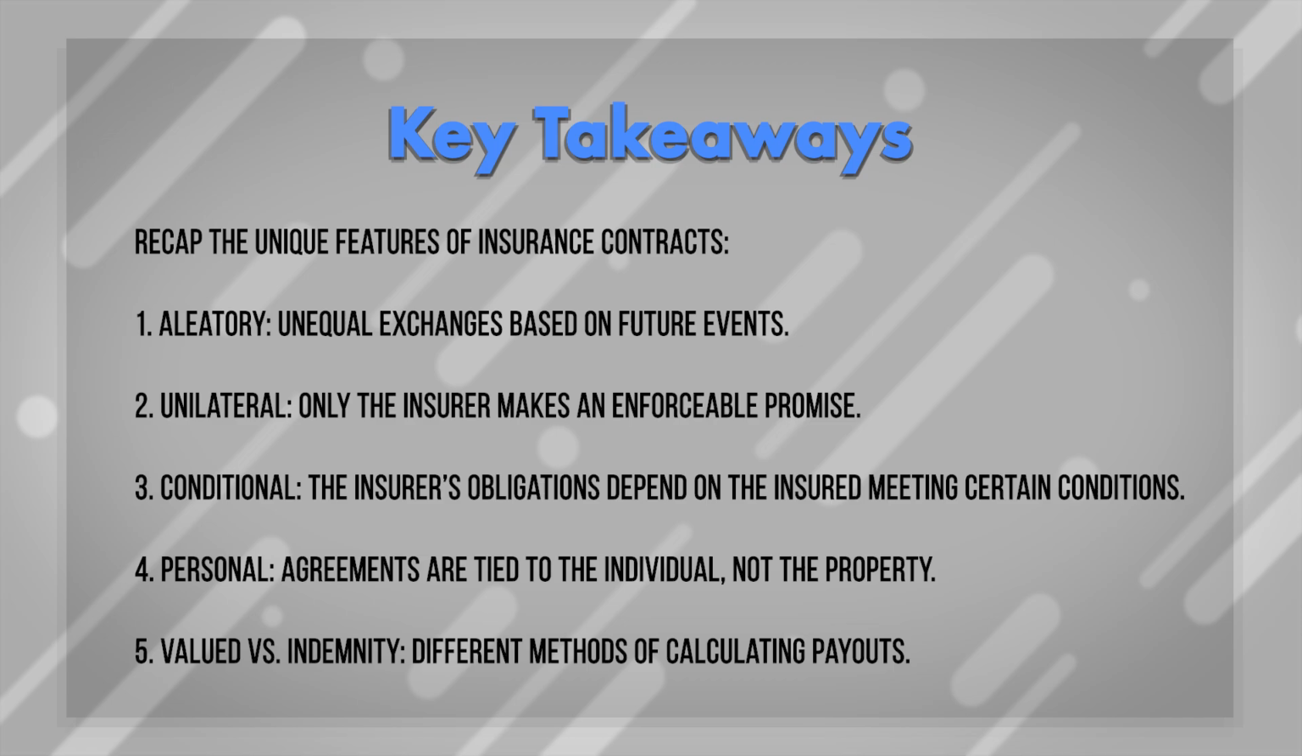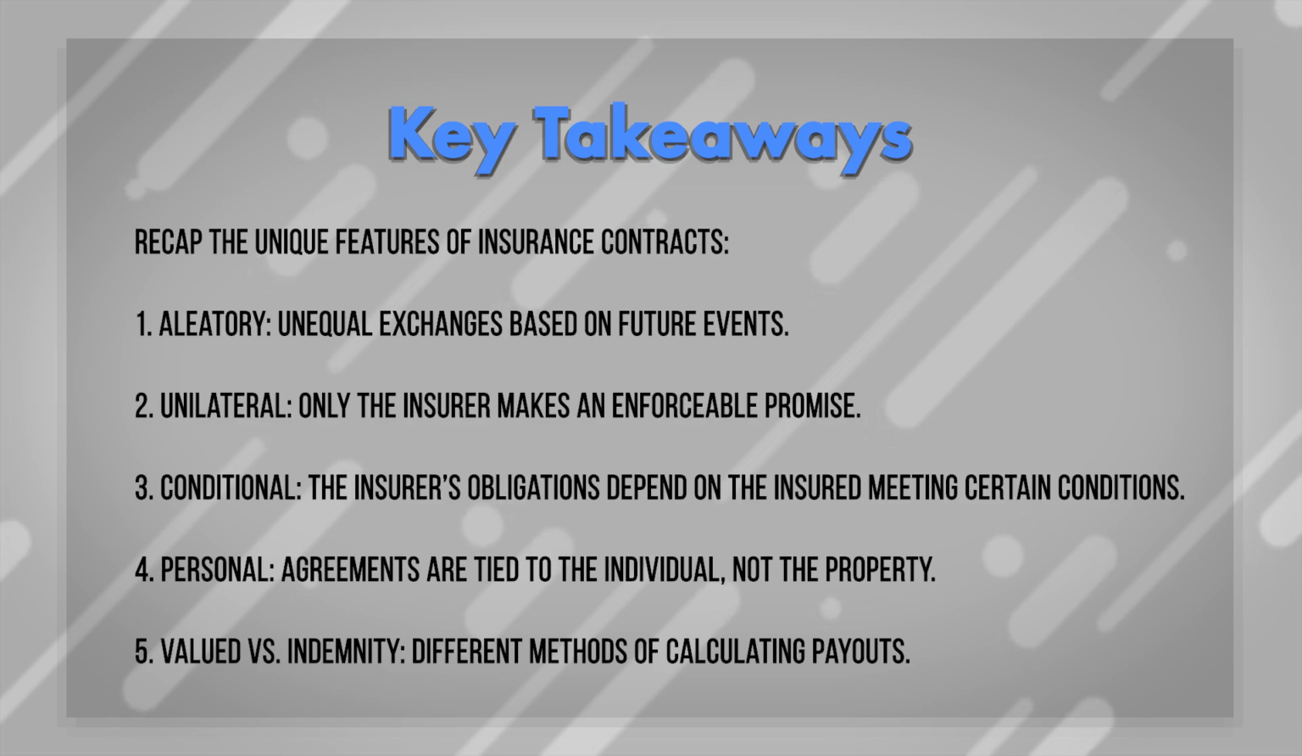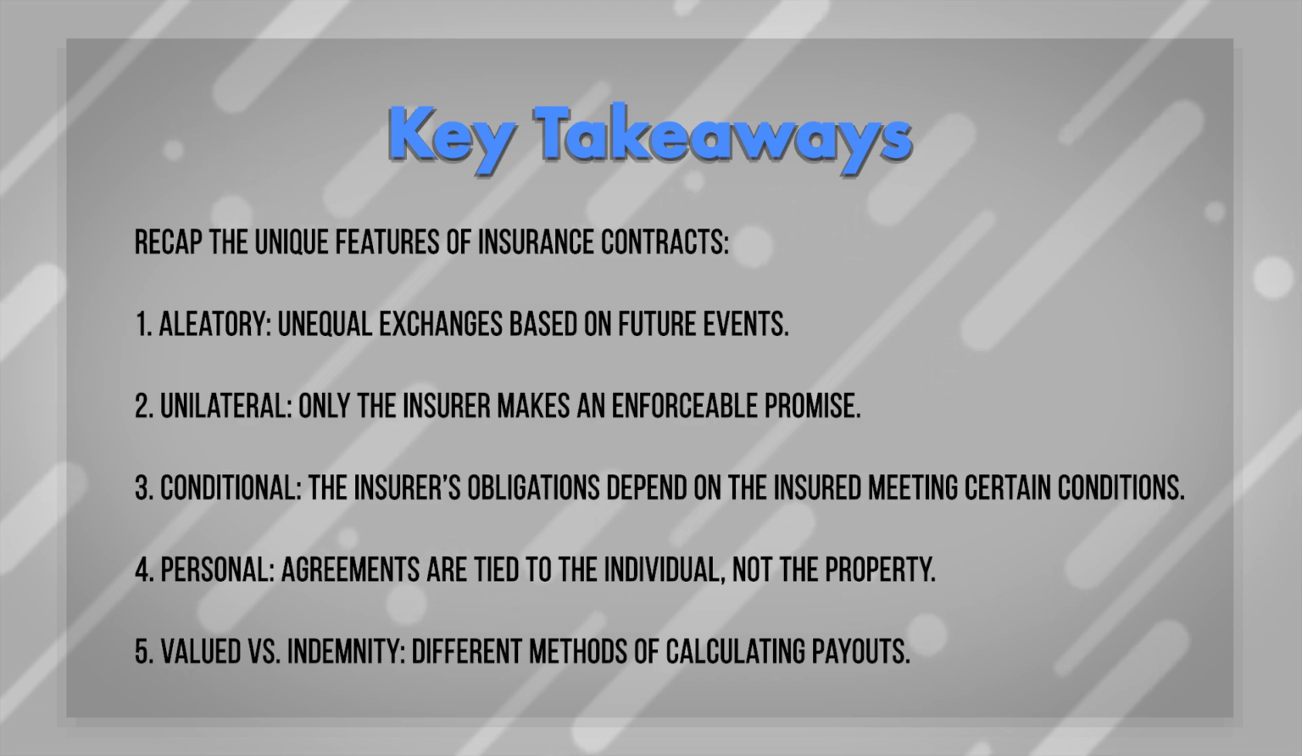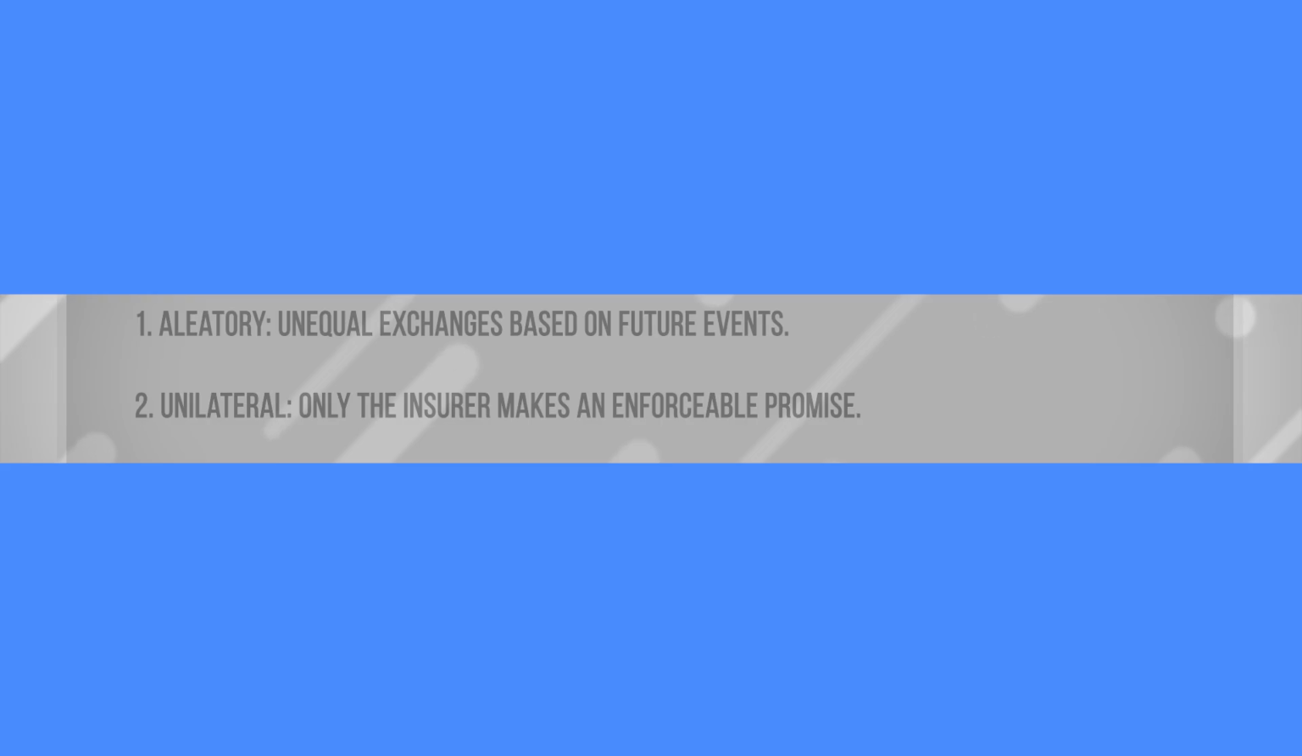Let's recap the unique features of insurance contracts: aleatory, unequal exchanges based on future events; unilateral, only the insurer makes an enforceable promise; conditional, the insurer's obligations depend on the insured meeting certain conditions; personal, agreements are tied to the individual, not the property; valued and indemnity contracts, different methods of calculating payout.